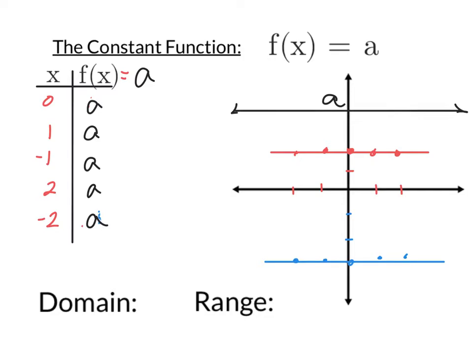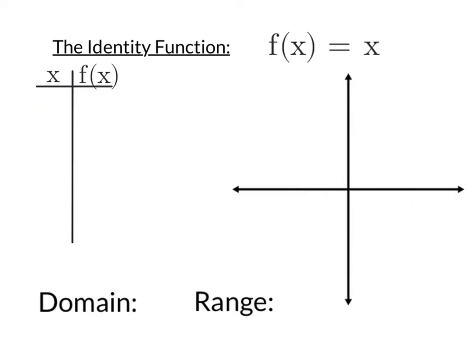So when we're trying to identify the domain and the range, for the domain, we could pick any x values we want. So we would say that the domain is all real numbers. But the range, what comes out, when we look at all of these y values over here, the only value that's going to come out for the range is whatever a is.